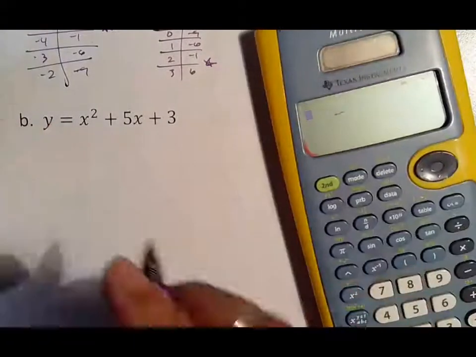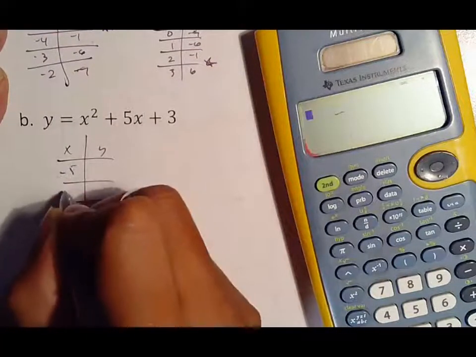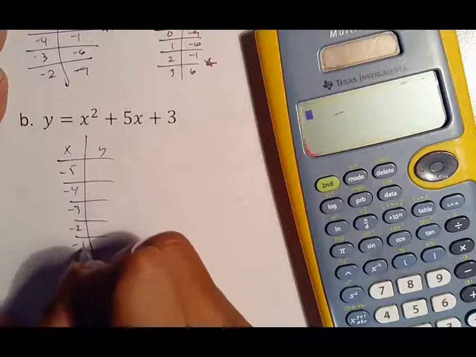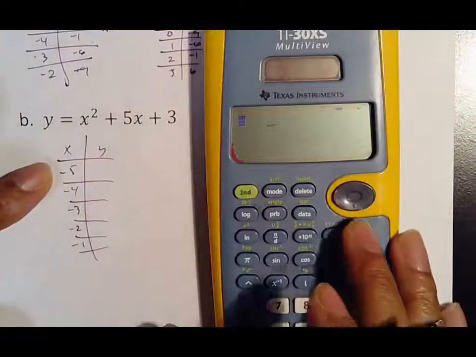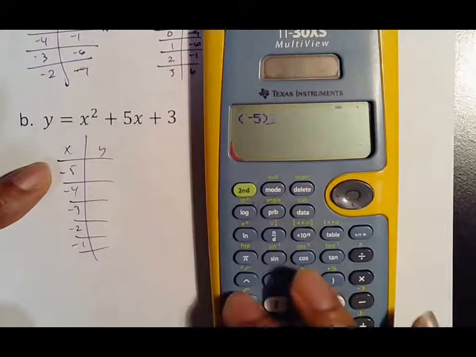Again, starting from -5, because I am just looking for sign shifts. So -5 would be parentheses -5 squared.